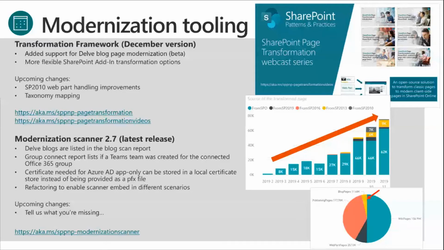Take the block report. It's a really fast report, so even if your environment is large, it should run quite quickly. It will give you a very simple report showing all the blocks, including the Delve blocks. Then you can use that information to plan potential migration.